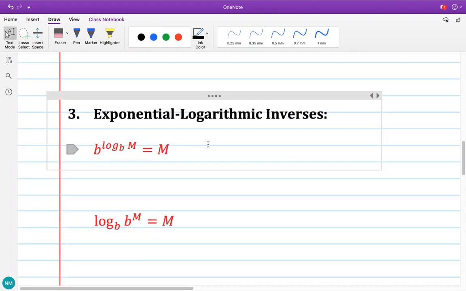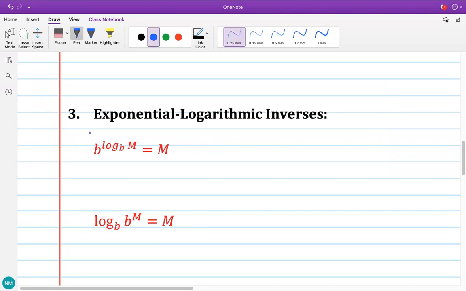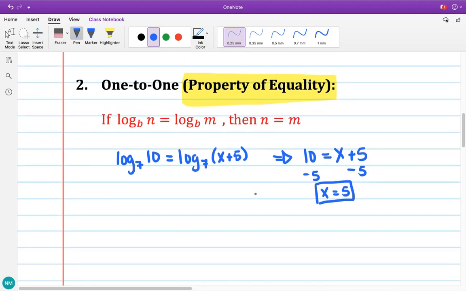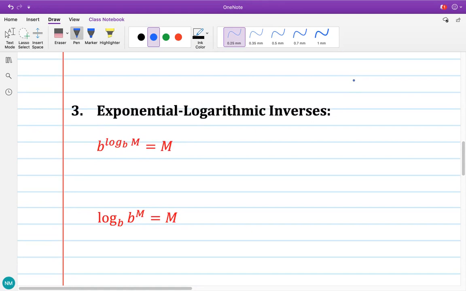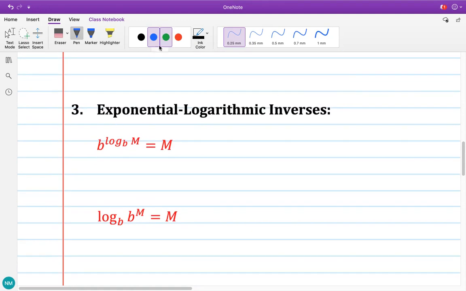exponential logarithmic inverses. So this has to do with these two properties of equalities. The key is that we're talking about inverses, the inverses of each other. And you'll notice for both of these, you have b to the log base b, and then you have the log base b of b. So that's where that inverse comes in, and we're going to talk about what that means.